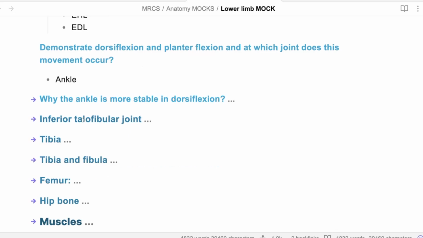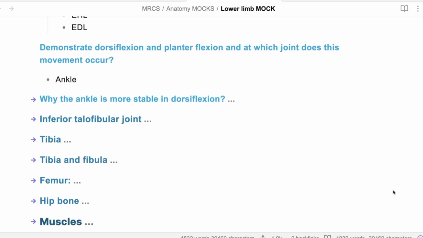Ankle, great. So why is the ankle more stable in dorsiflexion? Because, sir, in dorsiflexion, the anterior wider surface of the talus perfectly fits in the ankle mortise, and there is no gap in between. So that's why dorsiflexion is more stable as compared to plantar flexion.